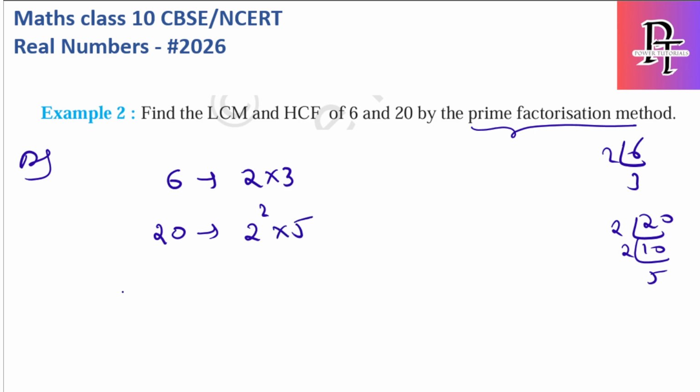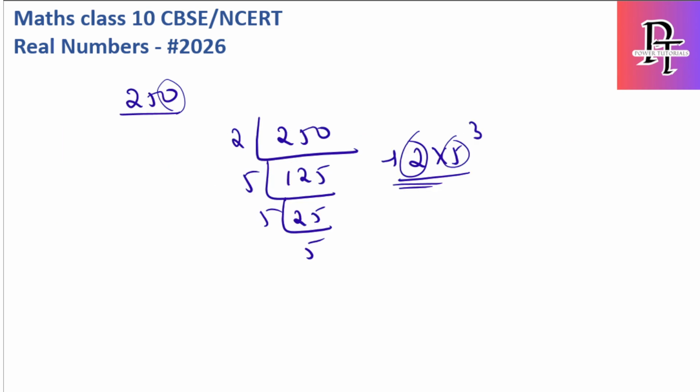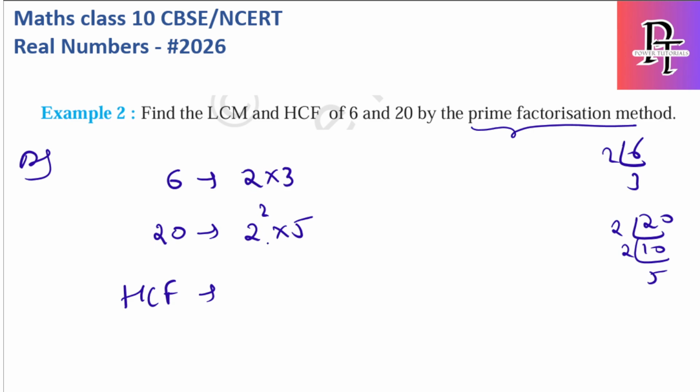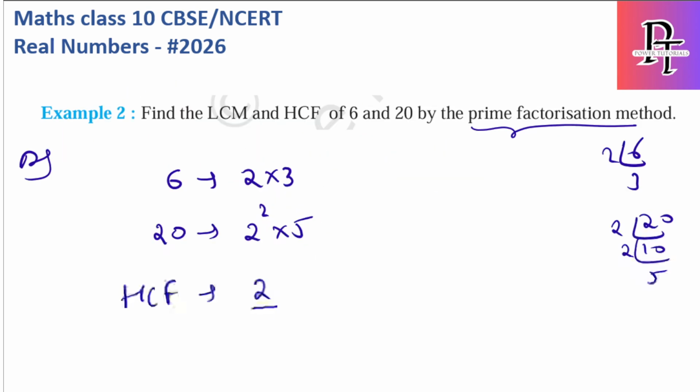Now let's write HCF first, because HCF is easy when compared to LCM for prime factors. So HCF means, what was the definition? Product of the smallest powers of each common factor. So what is common in both? If you notice here, only 2 is common. So simple, HCF is 2. You can say that I have 2 but I also have 2 square. But what is the statement? The smallest power I need to consider, not the highest power. So we have two powers, 2 and 2 square. Which is smallest between these two? 2 is the smallest. So hence HCF is 2.